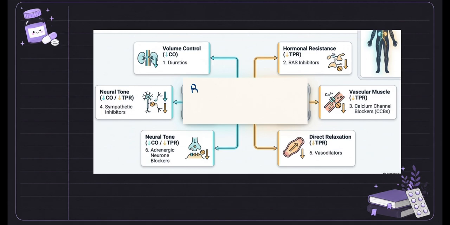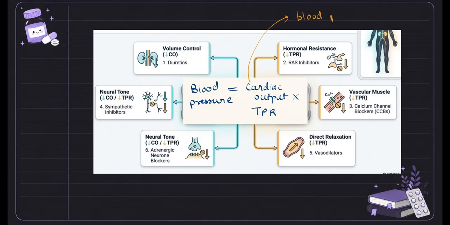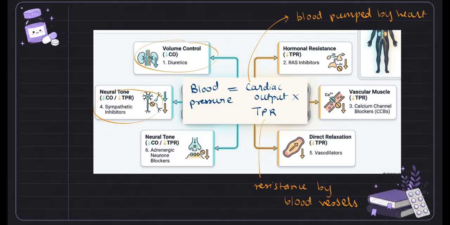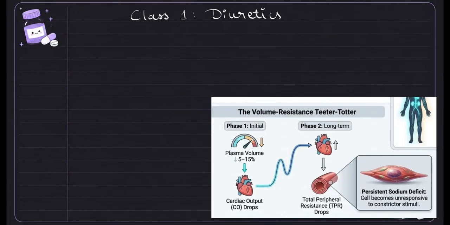Now let's look at the fundamental math of the human body. Blood pressure is defined by a specific equation. Blood pressure equals cardiac output multiplied by total peripheral resistance. Cardiac output is how much blood your heart pumps. Total peripheral resistance is the resistance your blood vessels offer to that flow. It's that simple. Every single medication we discuss today targets one or both sides of this equation.